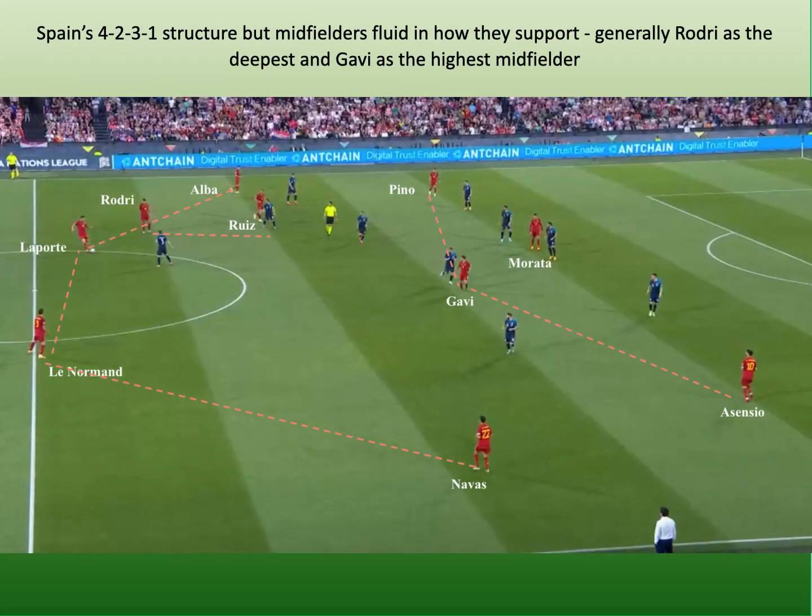Here is an example of Spain's mid-third structure, where the only major difference is the positioning of Rodri. When the centre-backs are comfortable, Ruiz would push higher, Navas providing the width on the other side with Asensio tucking in, and Pino as the highest and widest along the left-hand side.